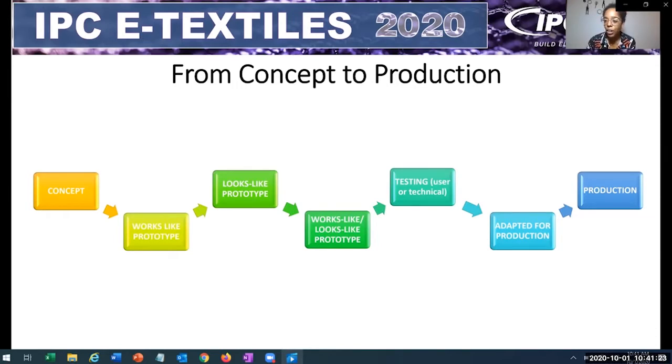And we all know there are issues with production and scalability, but something that we've been working on quite a lot are creating looks-like prototypes. So kind of that green square in the center, in order to allow companies to get a good idea of what e-textiles can look like and test these prototypes either with customers or for technical specs. And making a good looks-like e-textile prototype is actually a big challenge.